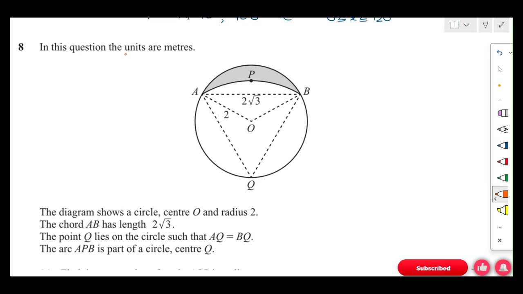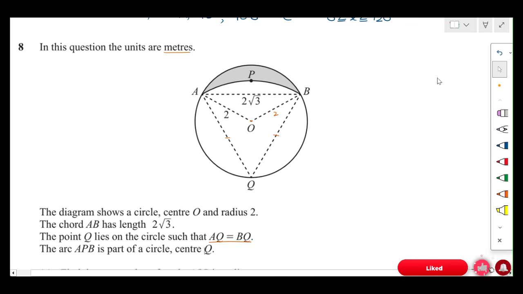Question number 8. In this question, the units are meters. The diagram shows a circle with center O. The radius is 2, so OA is 2, and OB is also 2. The chord AB has a length of 2 root 3. AB is a chord and its length is mentioned. The point Q lies on the circle such that AQ equals BQ. A to Q and B to Q have the same length.